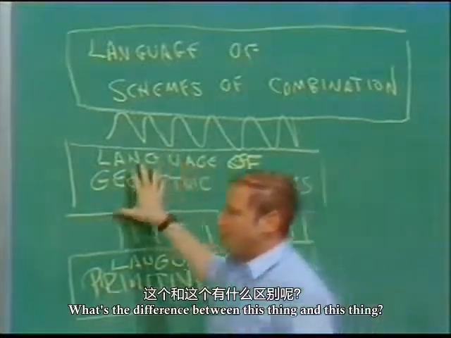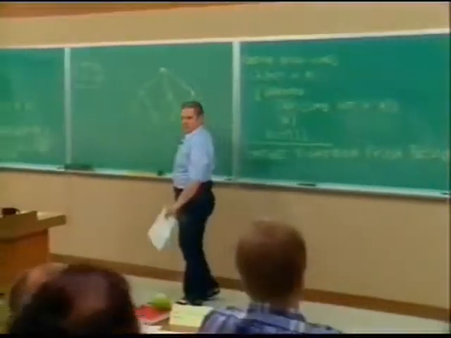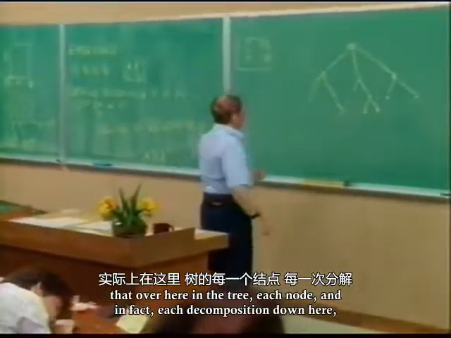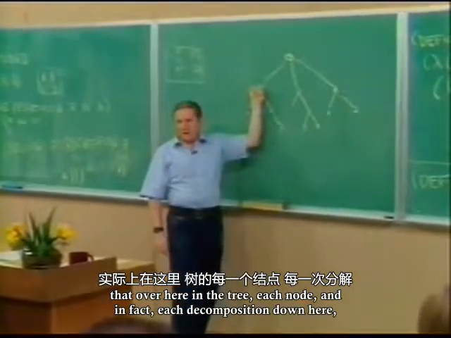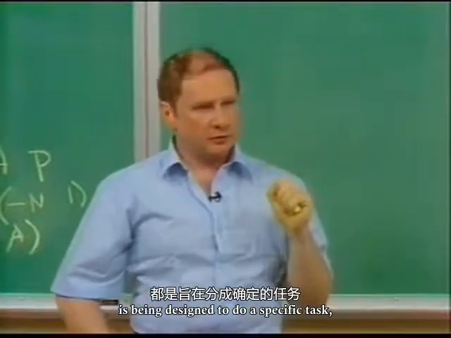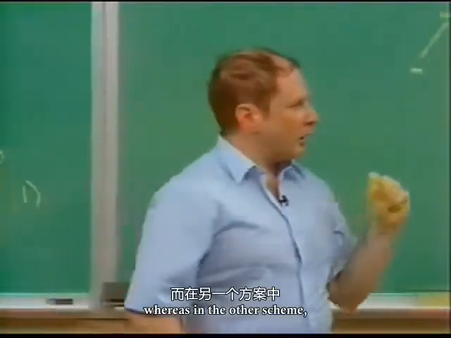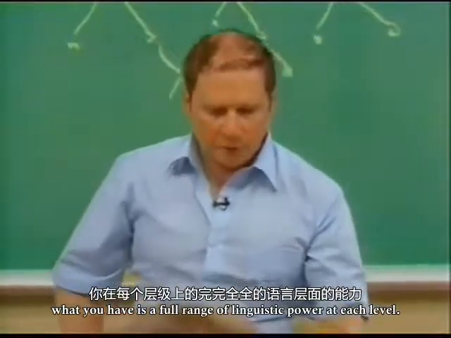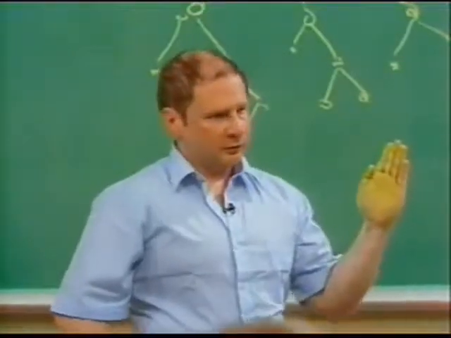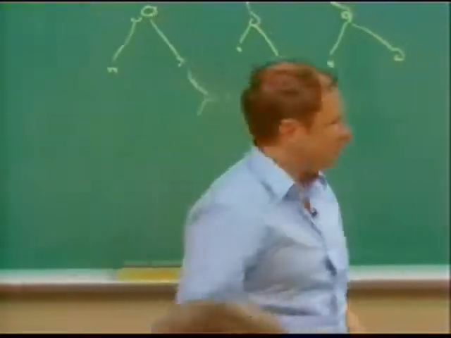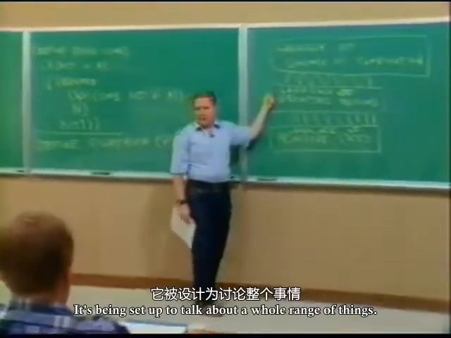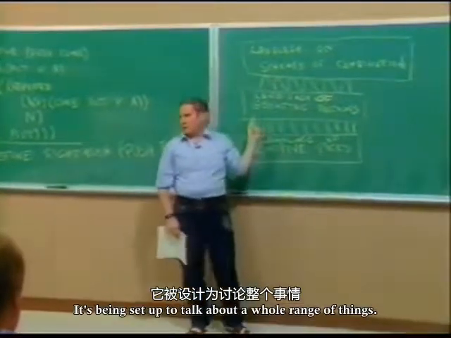What's the difference between this thing and this thing? The answer is that over here in the tree, each node, and in fact each decomposition down here, is being designed to do a specific task. Whereas in the other scheme, what you have is a full range of linguistic power at each level. It's not being set up to do a particular task. It's being set up to talk about a whole range of things.